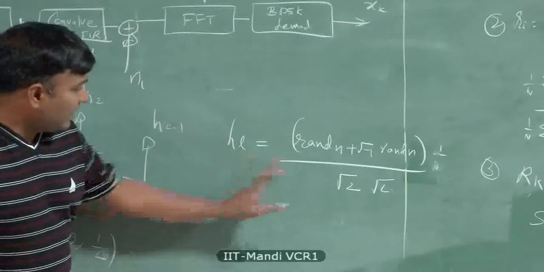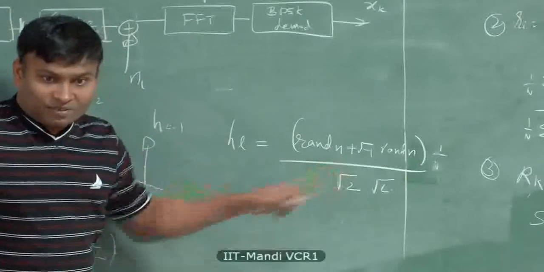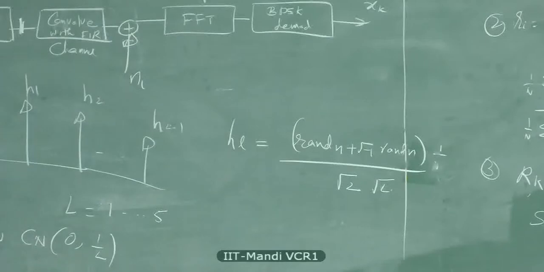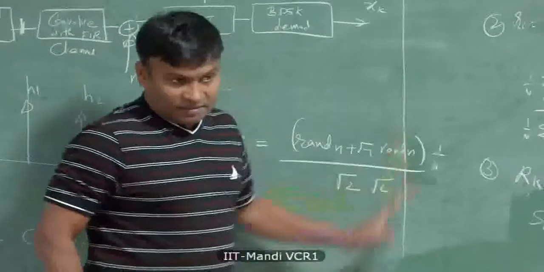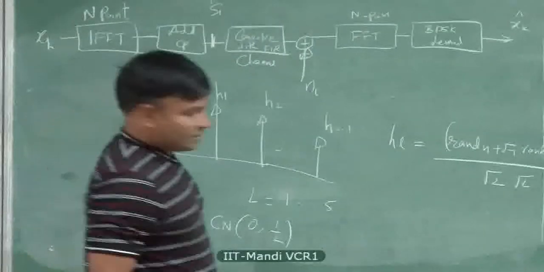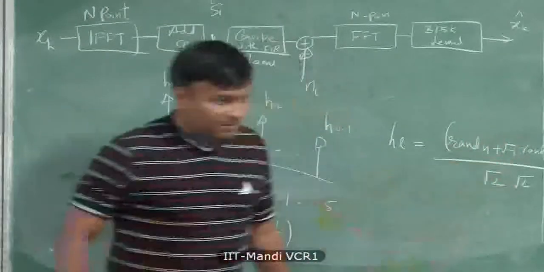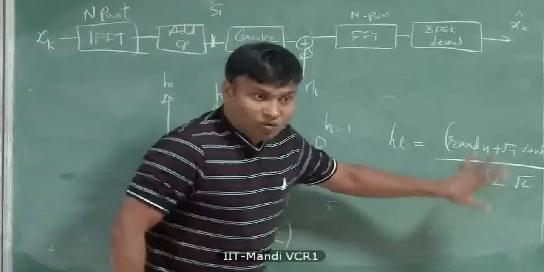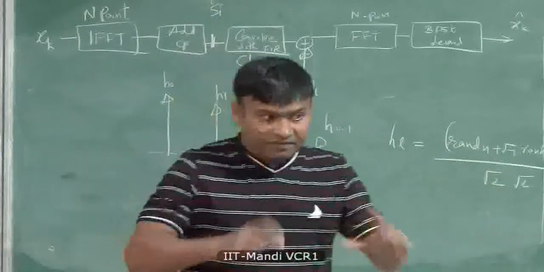Or you can do it in the vector domain. Random can generate a vector of L samples, depending on how you want to do it. You can also generate a matrix, but for the time being, a vector is enough. So this is one instance of the Rayleigh fading channel.